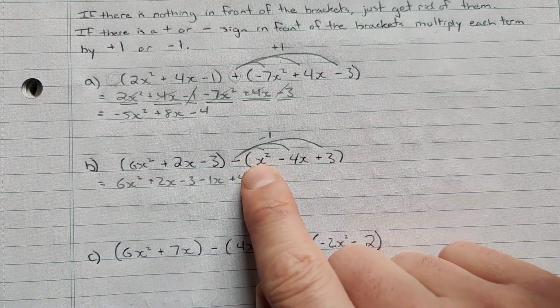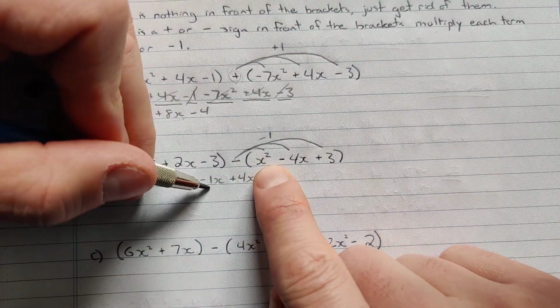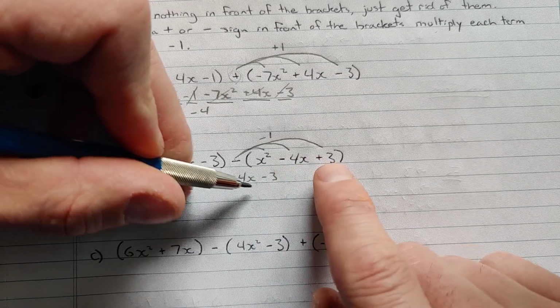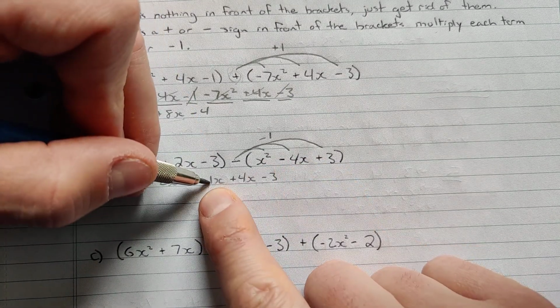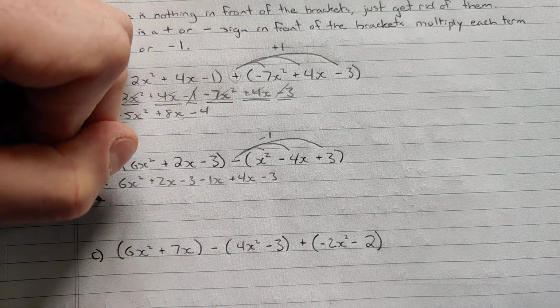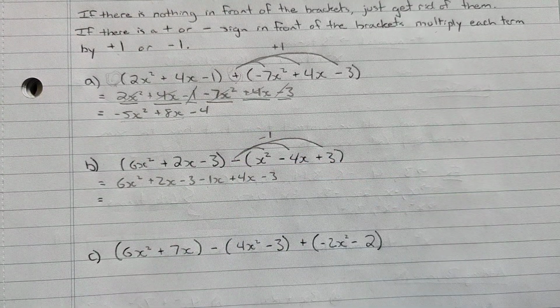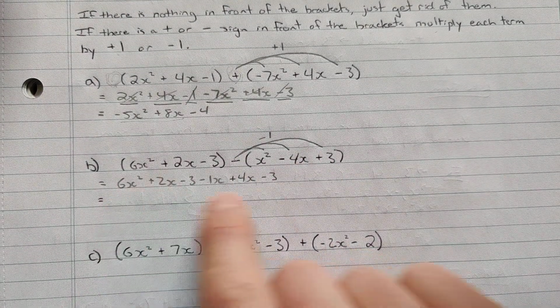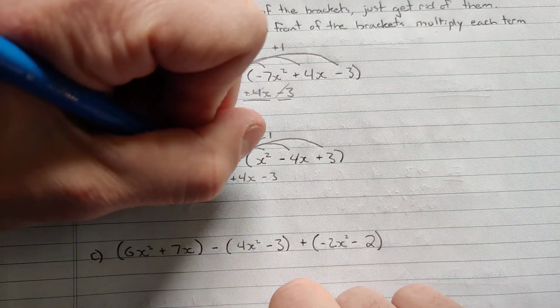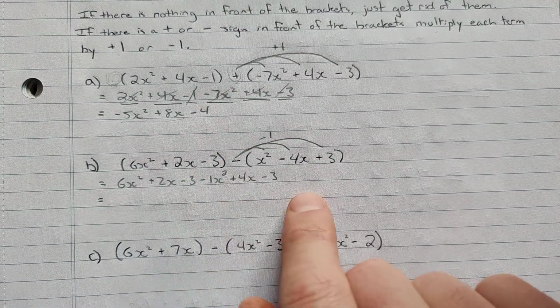If you notice, all the signs just flipped. This became negative, this became positive, this became negative. The 1 didn't have to be written there, but I wrote it because I felt it illustrated the multiplication by the -1. So now we can collect our like terms. And sorry, that should have been a squared. Now we can collect our like terms.